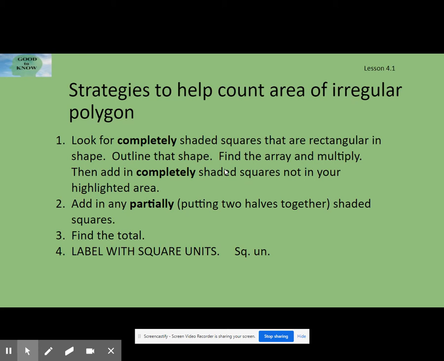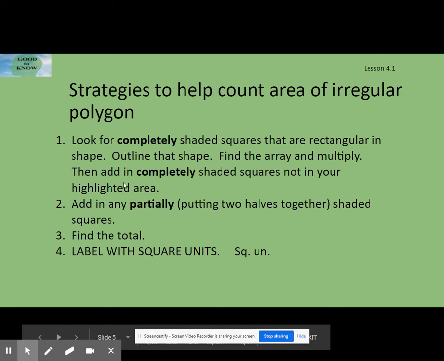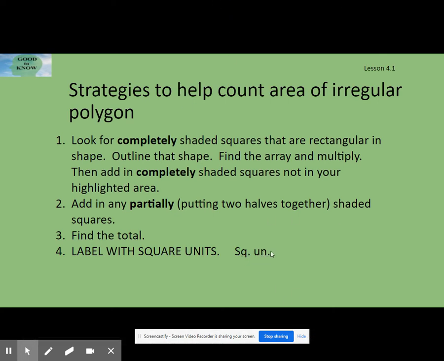Another strategy is to just count them, completely shaded squares, and also add in any partially shaded in squares. Sometimes you have to put two halves together. I'll show you an example of that in just a second. Find the total, and every single time we label what we found with square units. Now, if our units are given, if we're doing feet, then it's square feet. If our units are given as miles, then we'll give it as square miles.